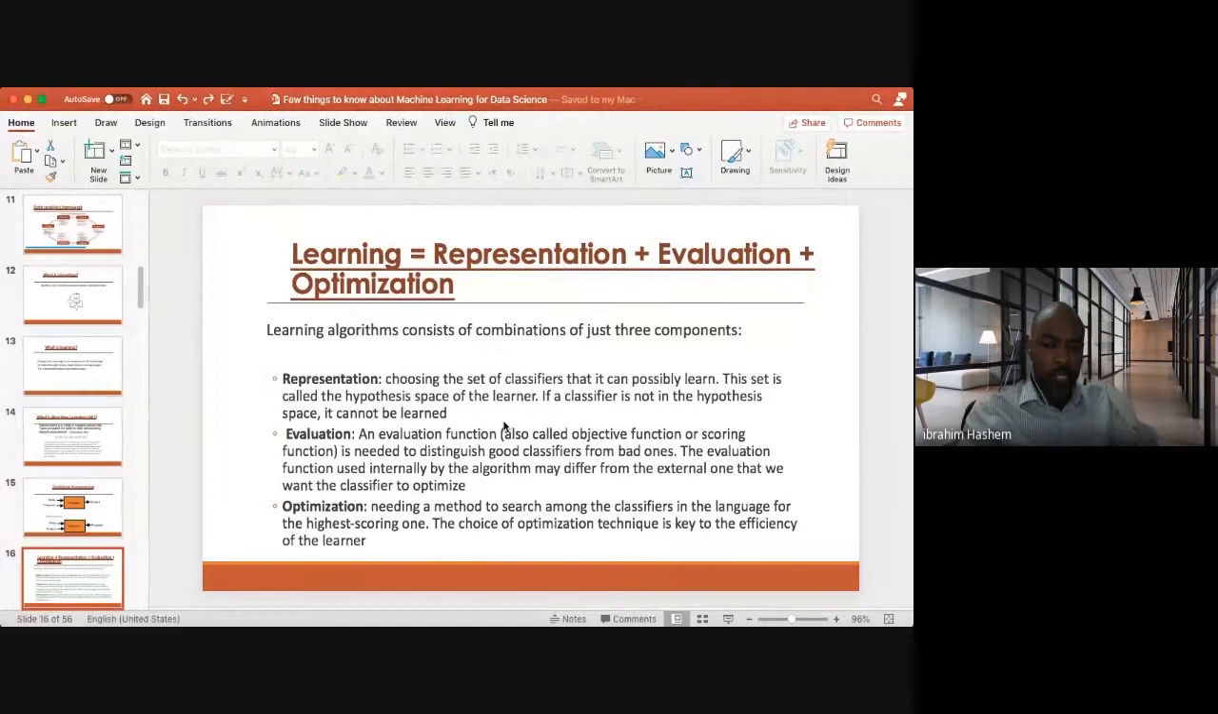The last one is optimization. Optimization is required to search among the classifiers in the language for the highest scoring one, because you have to look for the optimal. You have the set of solutions, and you have the objective functions that drive the scoring and show all the different results for each classifier. Then you have to use optimization techniques to select an optimal result that fits the problem. So the choice of optimization technique is key to the efficiency of the learner. Those are the three things that we normally do in machine learning: representation, evaluation, and optimization.